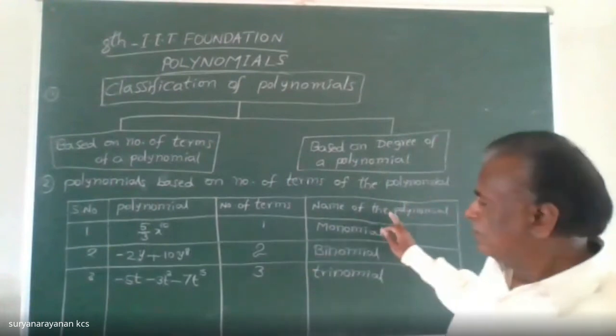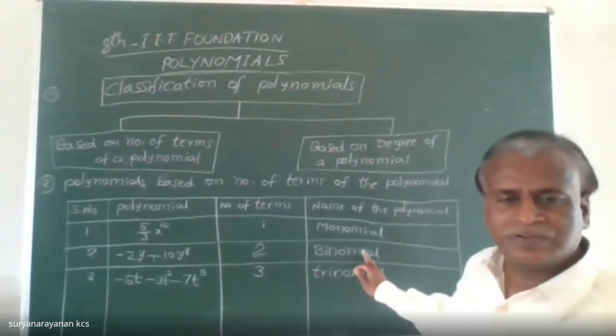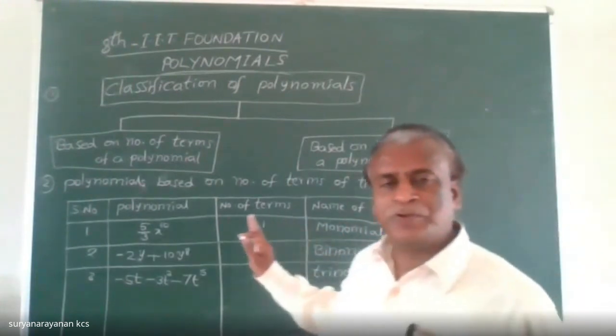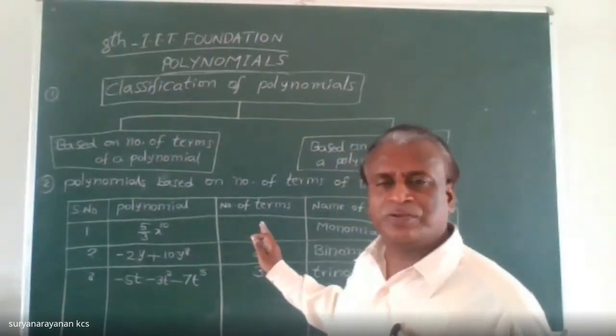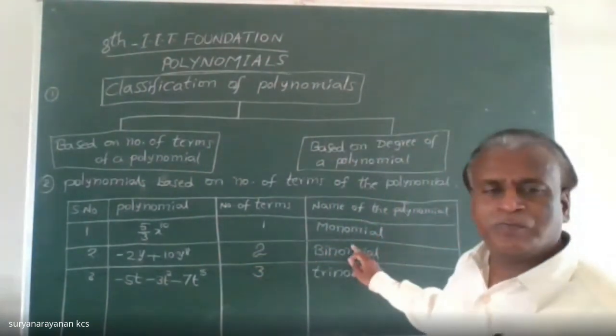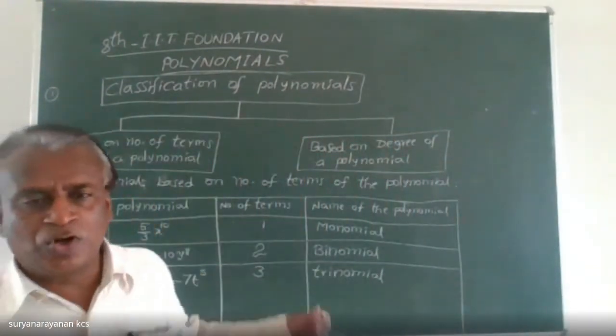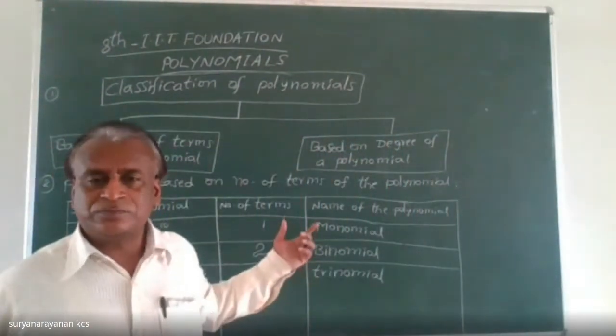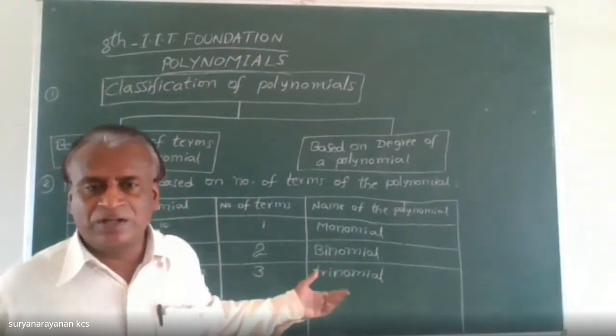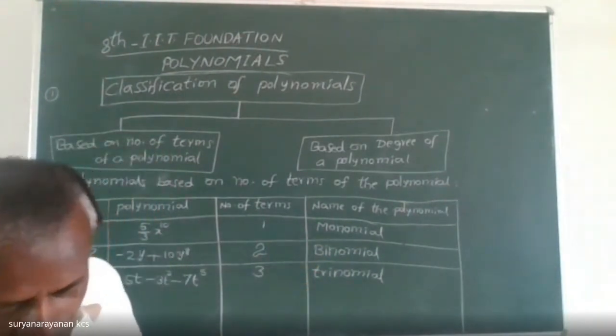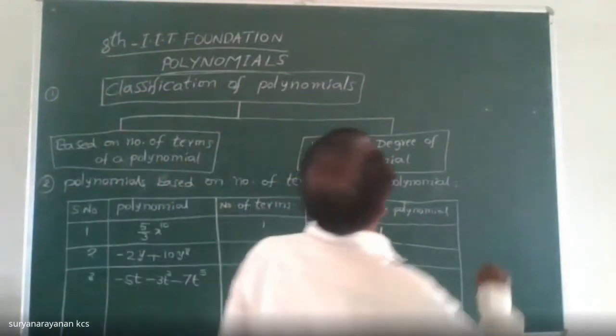This is enough up to this 10th class. It is enough to read monomial, binomial, and trinomial. This is the classification of polynomials based on the number of terms in the polynomial. Now, take the screenshot of this page number 1.